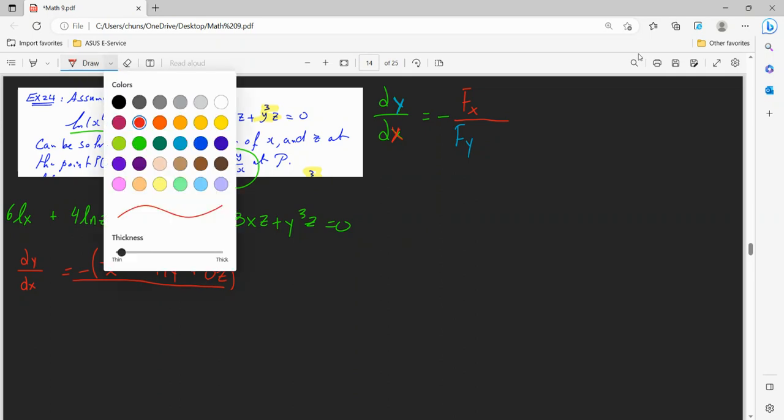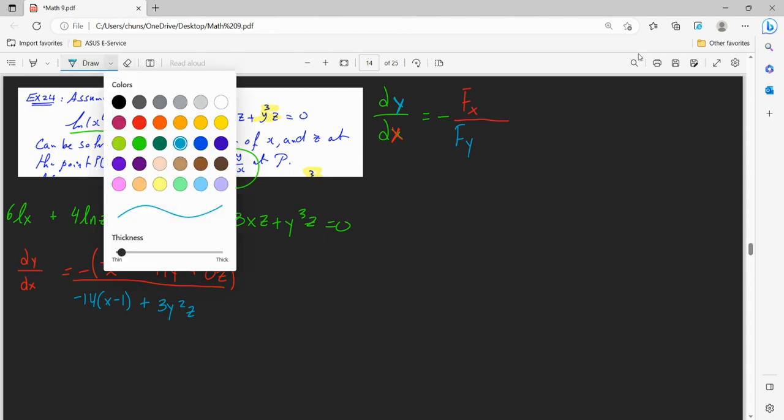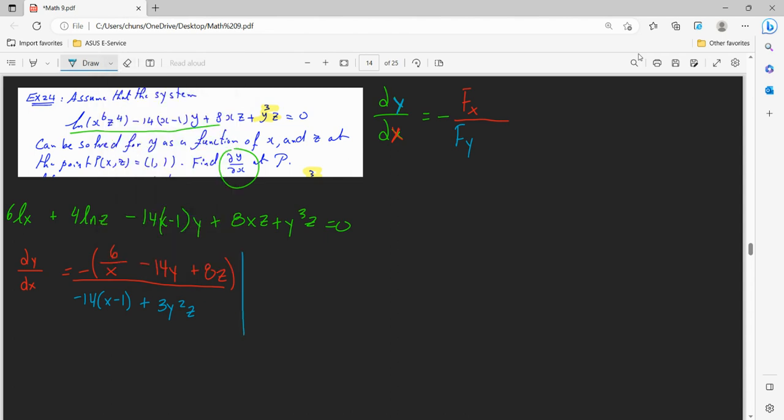And in the denominator, we're doing with respect to y now. So these are both constants. This would be negative 14, it's x minus 1. And this is plus 3y squared z. Okay, so we're given our point, but we don't have what y is equal to. So at our point we have x equal to 1, y we don't know, and z equal to 1.